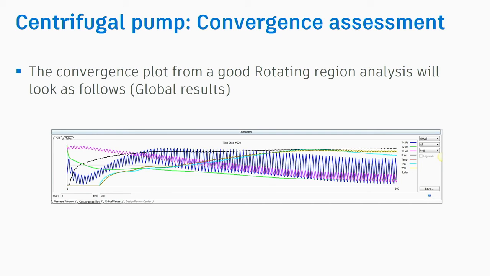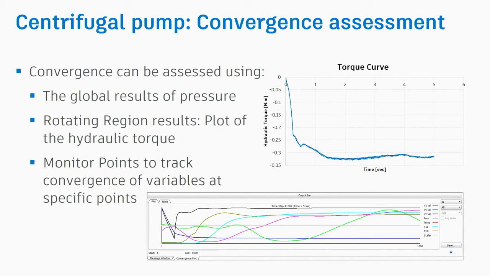Or you have other options. For example, you can create a monitor point at the outlet of the centrifugal pump and then track the variables of interest, for example, pressure and velocity. They should flatten out as the simulation converges. You can also choose to create a monitor point on the inlet. It depends. It's up to you.